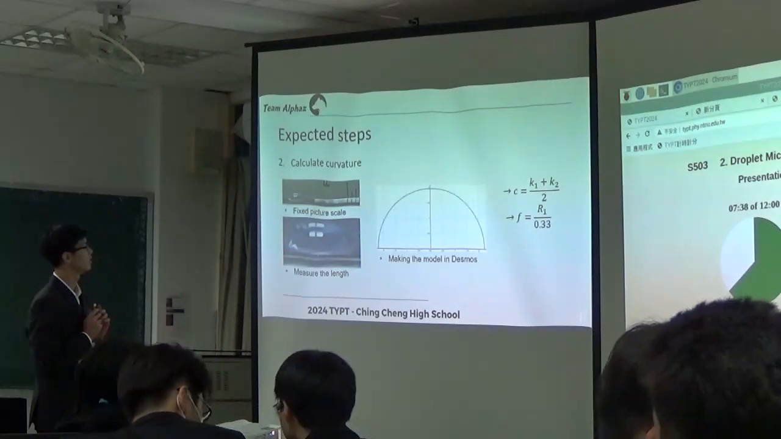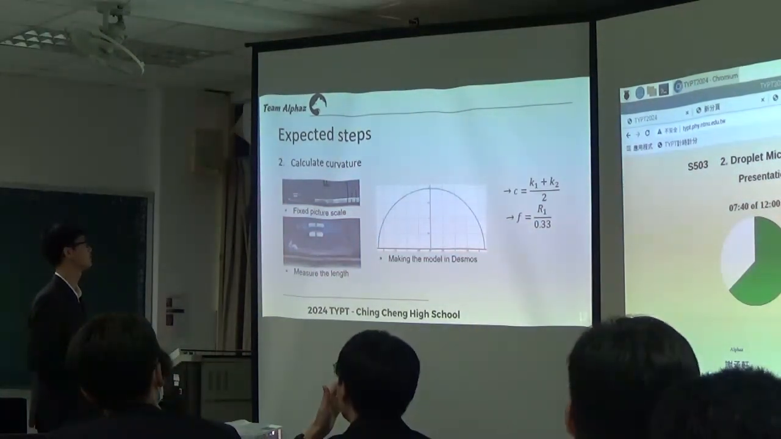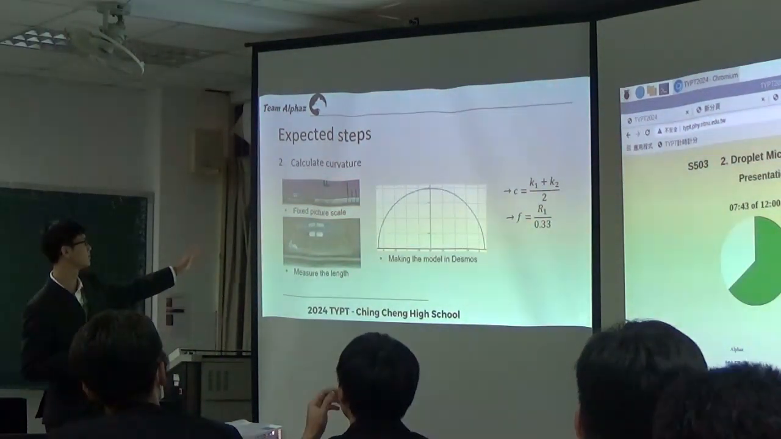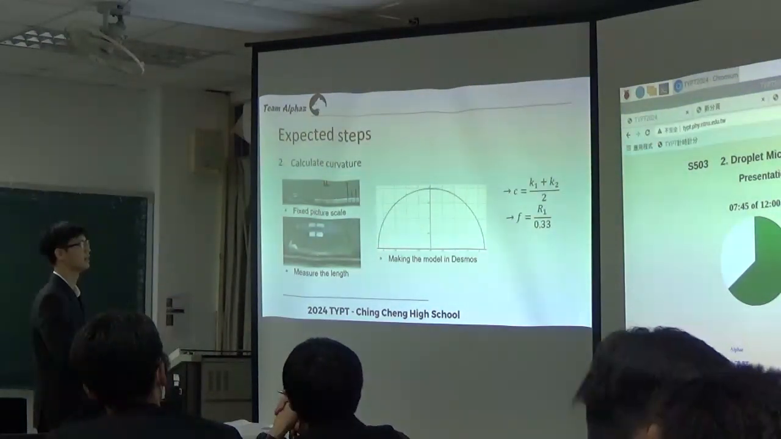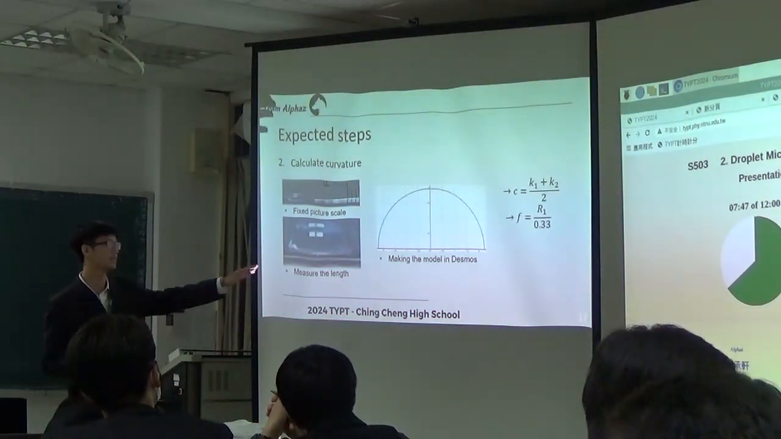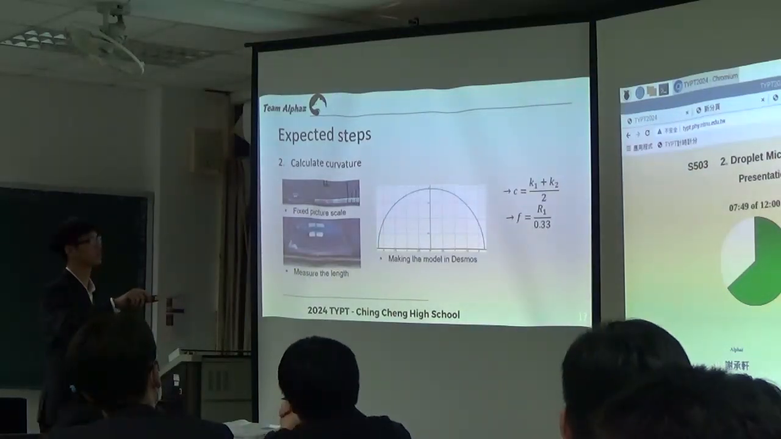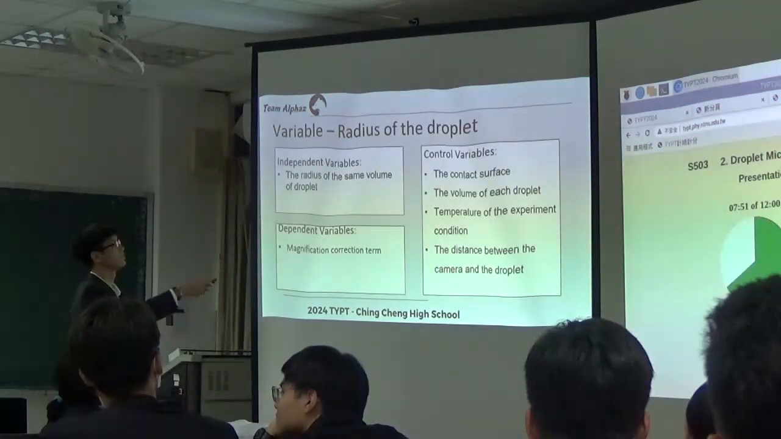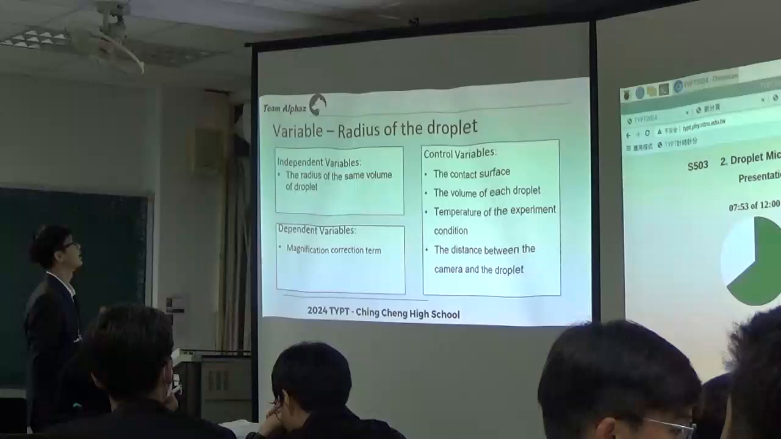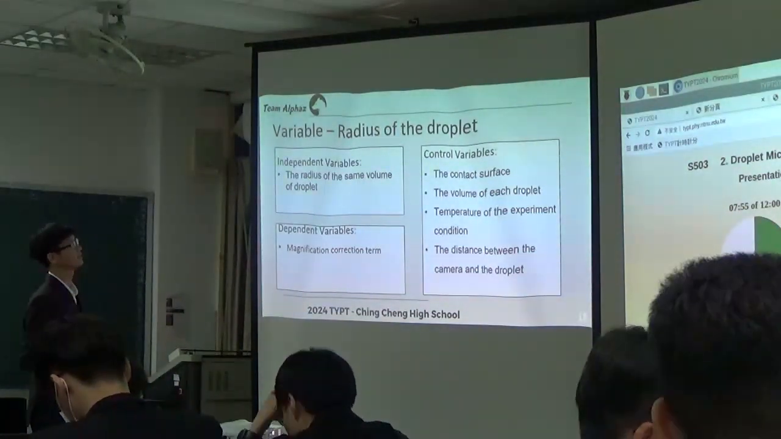So how do we get the curvature? We fix a picture score and measure the length in decimals. We can get the curvature and length. So the first parameter is the radius of the droplet.